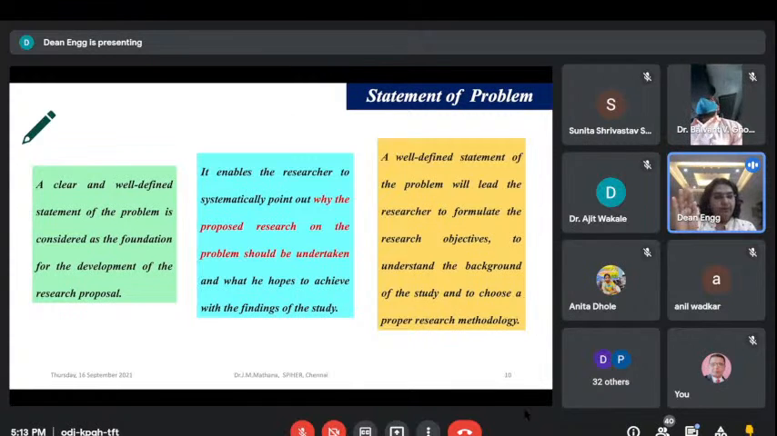If the problem of the research is well clear, then that is the foundation of the development of the research. So if it is well defined, then only the researcher can explain why he took that research, why the proposed research problem should be undertaken by him or her. Okay, so the statement of the problem is very, very important. Right. Now, statement of the problem is ready.